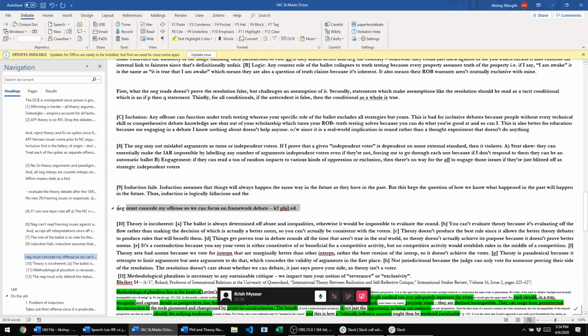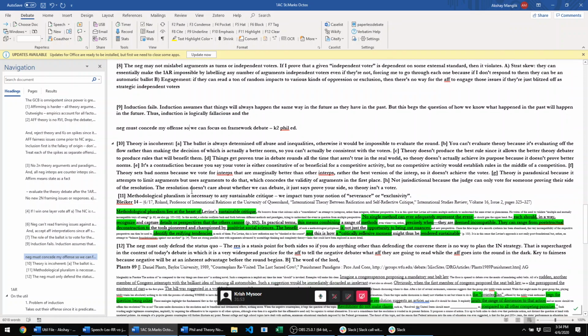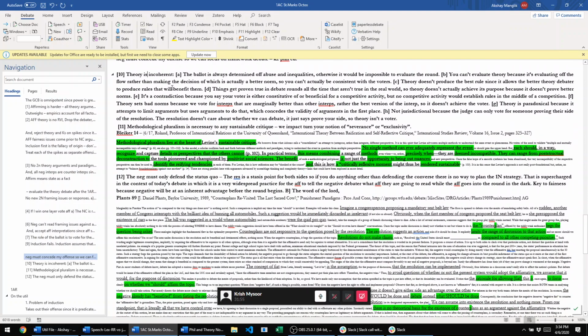So this is ACC AF contention choice. You can't contest the idea that whatever this framework contention is, the GCB would want everything to be the status quo. Again, obviously that kills substantive education, etc. Theory is incoherent. This is pretty important.